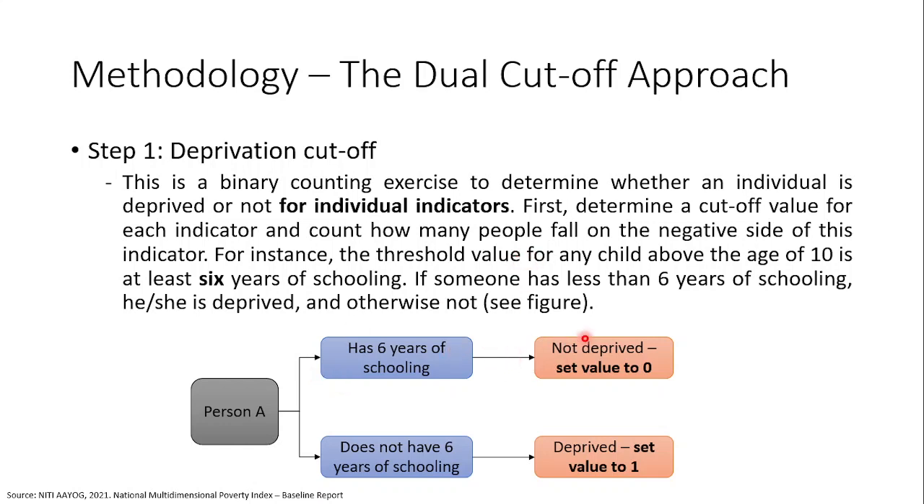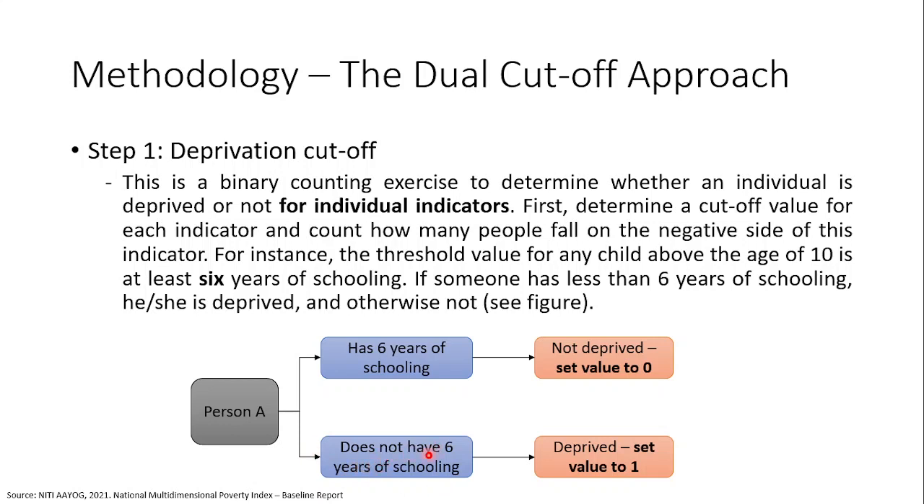Then if a person is not deprived, you set the value to 0. If the person is deprived, set the value to 1. Why do we do this? Because we have to count the number of ones that we have. Each time we cannot say, okay, count the number of people who don't have 6 years of schooling.